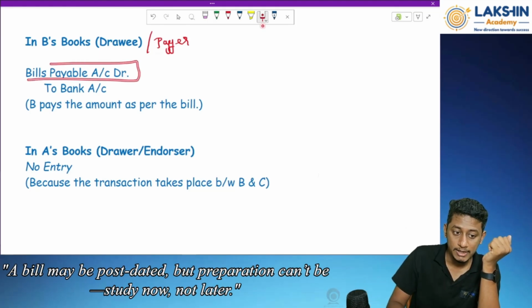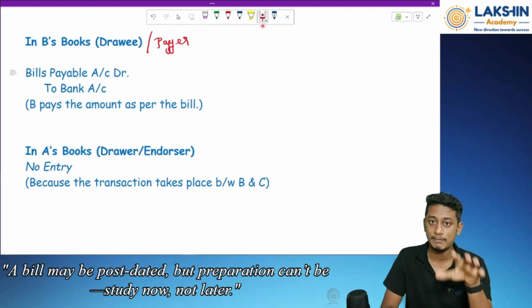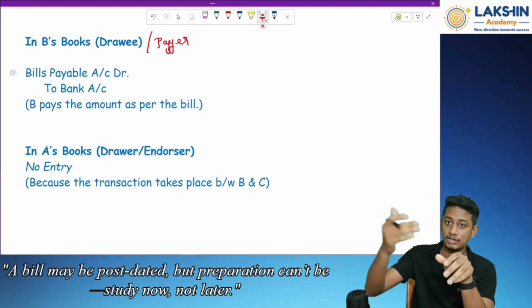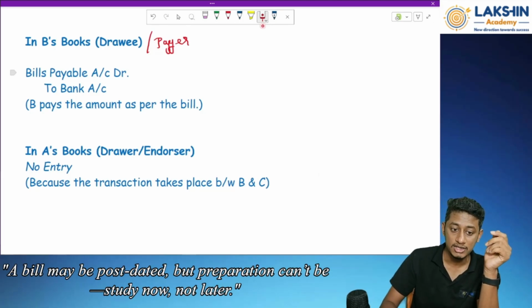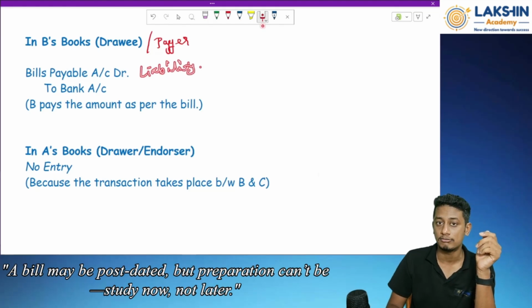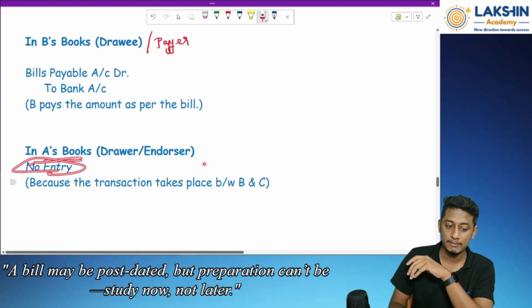Bills payable account will be debited. Why? Because it was a liability before, and the bills payable is no more worth anything, as we have torn it and thrown it away. So the bill is of no use now. Because of this, bills payable account will be debited, since whenever liability reduces, we debit the account. Clear? Okay. In the books of A, as I discussed, no entry will be passed.